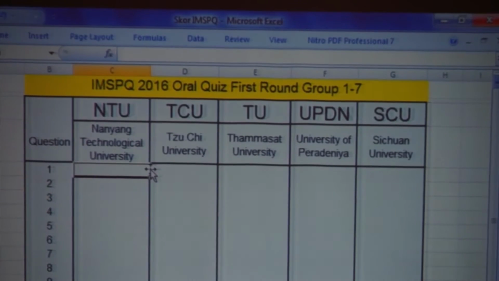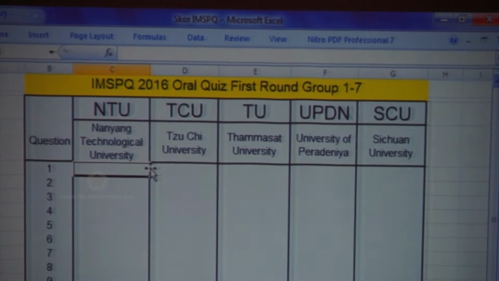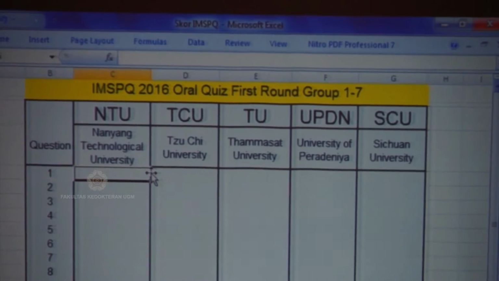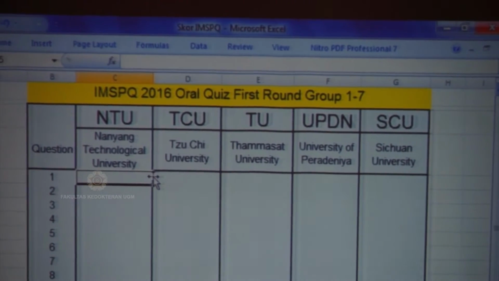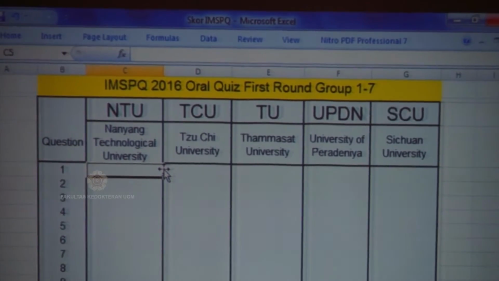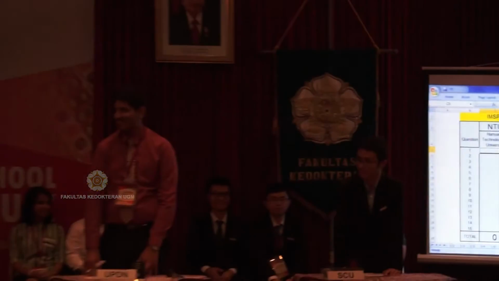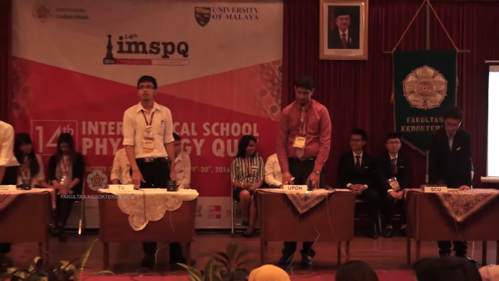Tsuchi University, Taiwan, Thammasat University, Thailand, UPDN, Peradeniya, is that correct? Yeah, and SCU, Central South? No, sorry, Sichuan University. Oh, CSU, SCU, yes, it's very confusing. Okay, are you ready? Yeah.